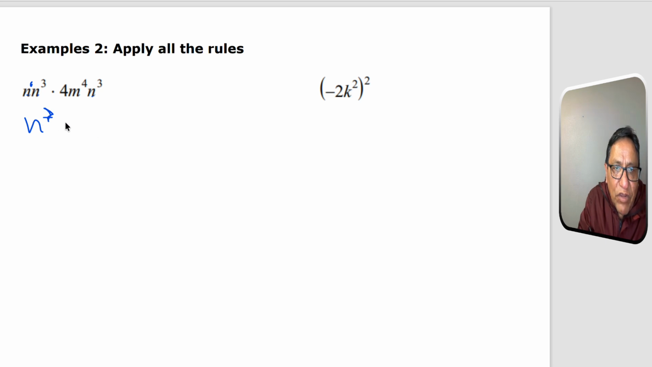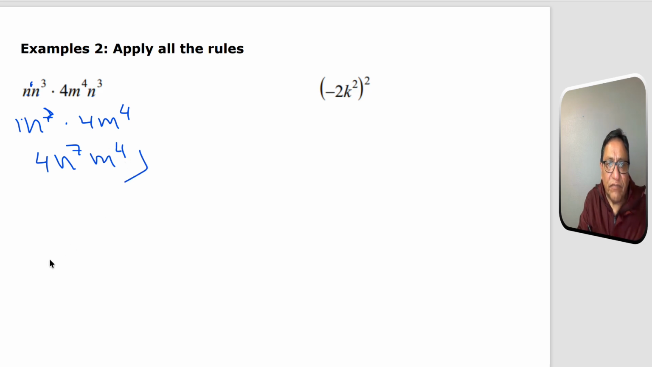Okay, now we took the n, and we need to take the m to the power 4. Since we cannot multiply n times m, the only thing we can multiply is the coefficients, 1 times 4, because there's a 1 there. 1 times 4 will be 4, n to the power 7, m to the power 4. That will be the answer.